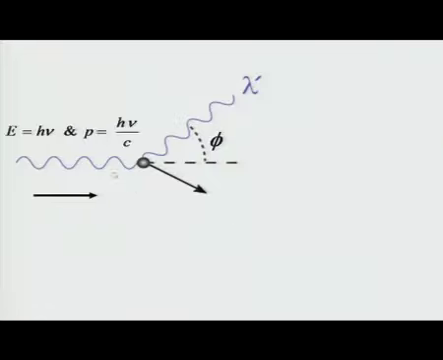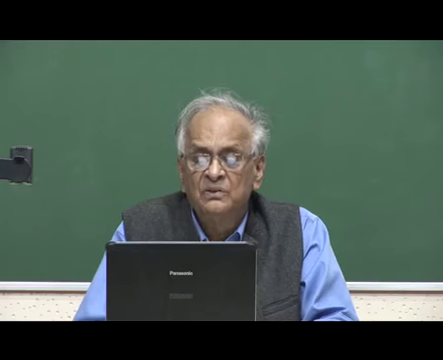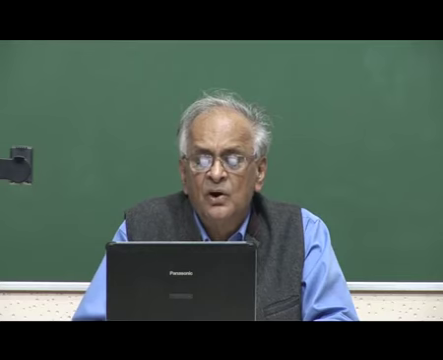In his analysis he assumed that the light consists of packets of energy which are h nu, and the momentum of each photon is h nu by c, as Einstein had said. When it hits the electron, the scattered photon will have an energy h nu prime and the momentum h nu prime by c, and this electron will have a momentum given by mv. Using simple kinematics, the laws of conservation of energy and momentum, he could calculate the change in the wavelength of the incident radiation.